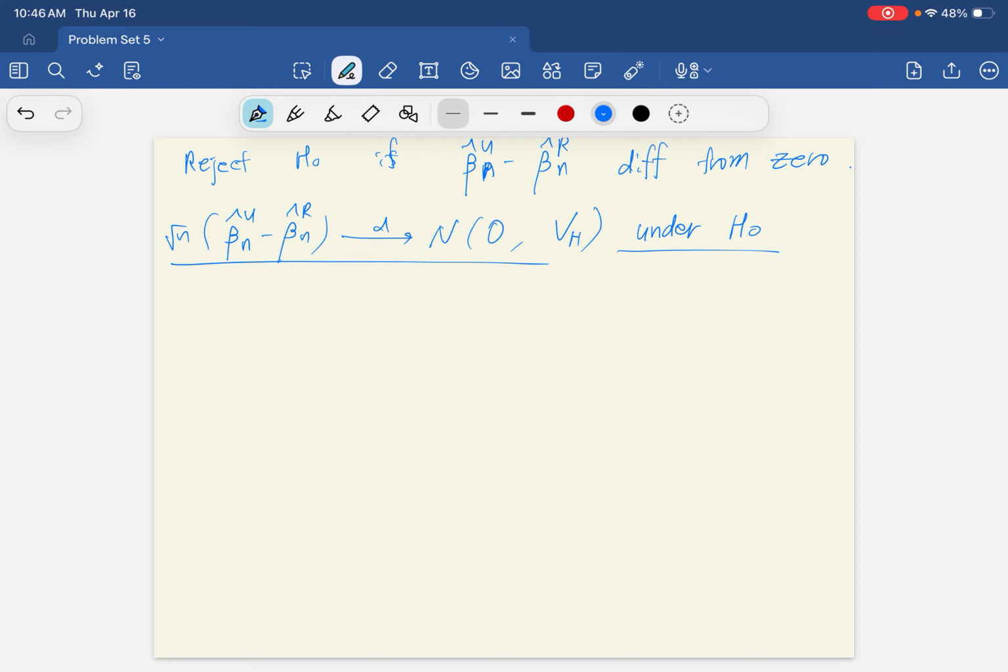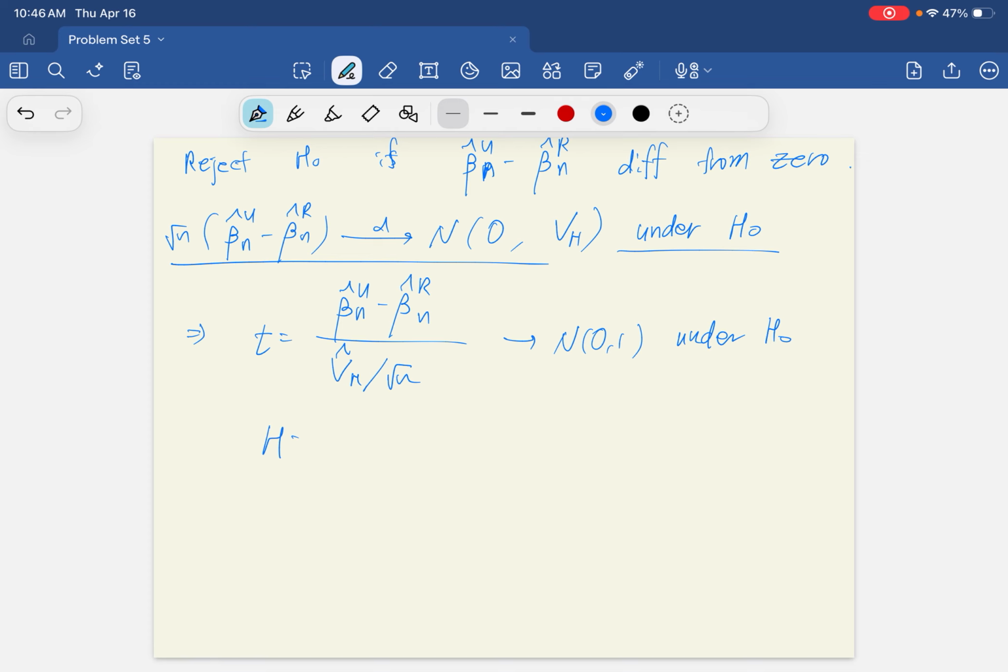Then from here, you may define a t-distribution like thing, a t-test like V hat H over square root n. This converges to a normal distribution (0, 1) under H0. So you can apply the standard normal distribution critical value.